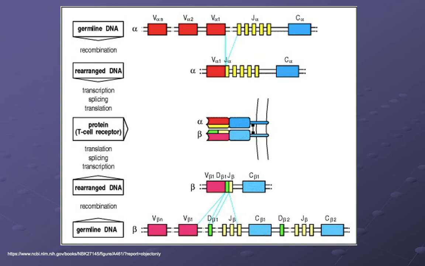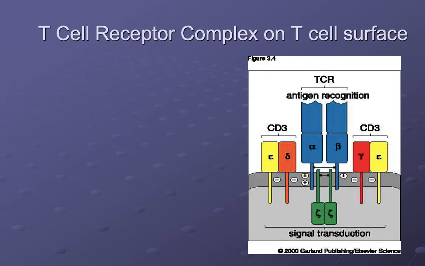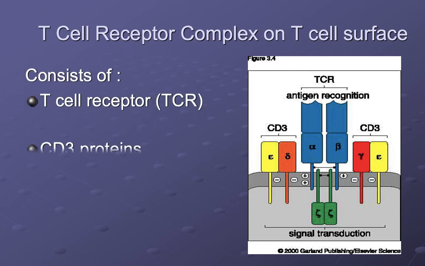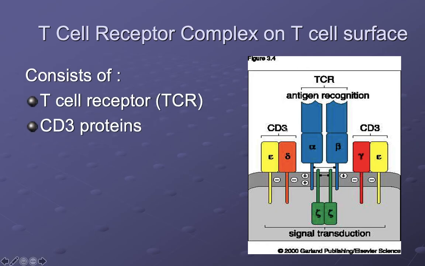Okay. Now let us take a look at the mature TCR once it is bound on the cell membrane of a T cell. So here, the mature T cell receptor complex is actually composed not only of the TCR possessing the alpha and the beta chains, but also by our CD3 proteins. The complex of TCR and CD3, it's this whole unit here. It's one whole unit responsible for signal transduction.